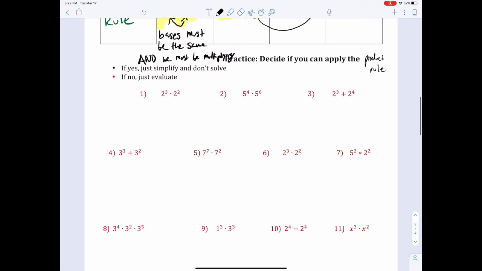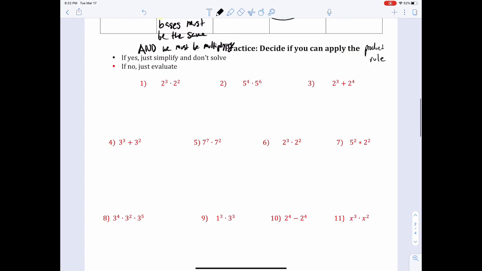I'm going to pick out 3 to do with you, and then I'm going to let you guys try the rest. So I'm going to look at number 1 here. So 2 to the third and 2 to the second. This rule does apply because if you look, we're multiplying the same number by itself, those 2's. So what we can do is say, all right, we're going to add the exponents, 3 plus 2, and that'll be 2 to the fifth. And that's our answer.